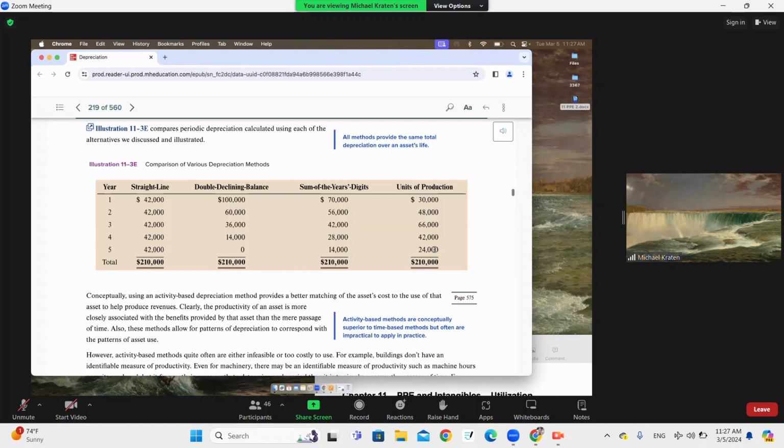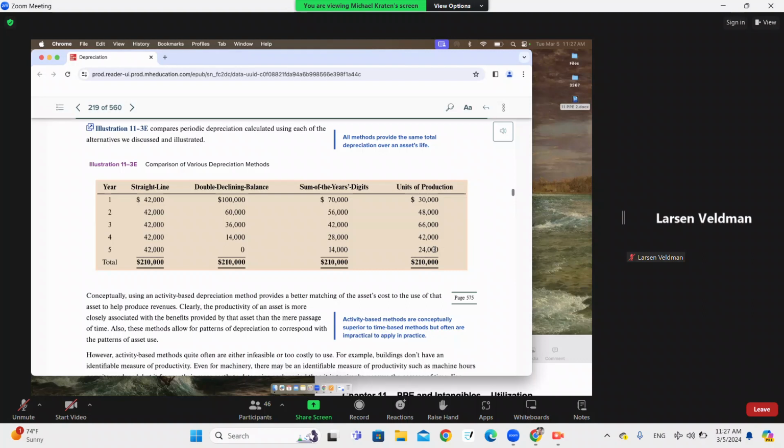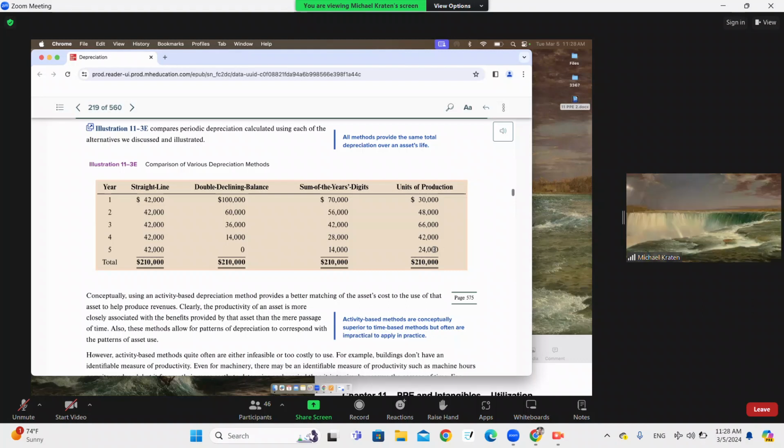So you're right, but you flip them. If you look at what's on the screen, the second method is the more drastically accelerating. So in year 1, it's losing $100,000 of value in double declining balance, whereas in year 1, the new car is only losing 70,000. So in my example, the Lamborghini would be double declining balance, whereas the Lexus would be sum of the year's digits. Do you see what I mean by that? Yeah, I see that now. Okay, cool. Other questions?